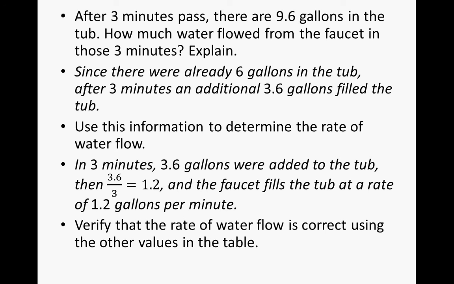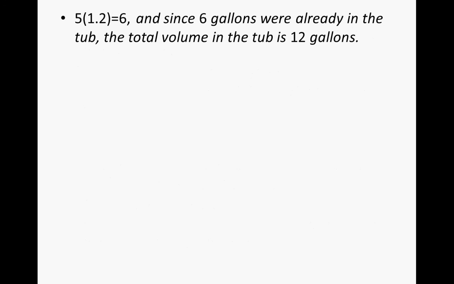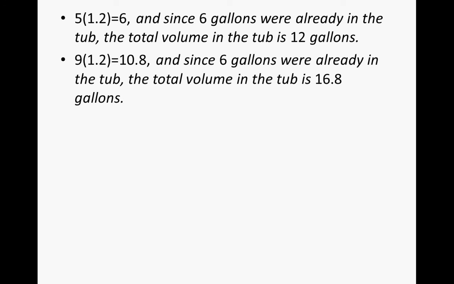Verify that the rate of water flow is correct using the other values in the table. Well, 5 times 1.2 is equal to 6, and since 6 gallons were already in the tub, the total volume in the tub is 12 gallons. 9 times 1.2 is 10.8, and since 6 gallons were already in the tub, the total volume in the tub is 16.8 gallons.